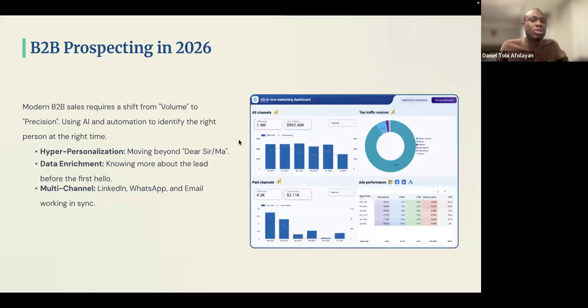And for those who have B2B, like those talking to trade unions, you want to see a shift from volume to precision using AI and automation, right? You don't want to be sending emails to these trade unions saying, dear sir, dear ma. There are now tools that make you understand them, so that when you are emailing them, you are not emailing them like a cold lead. We call them hot leads.